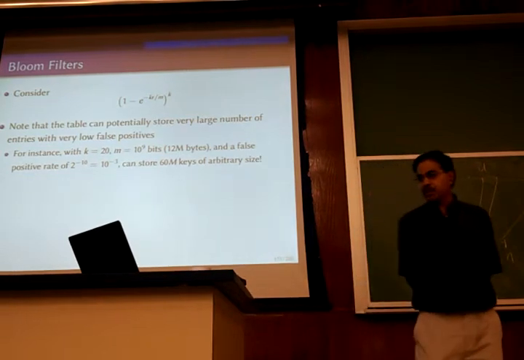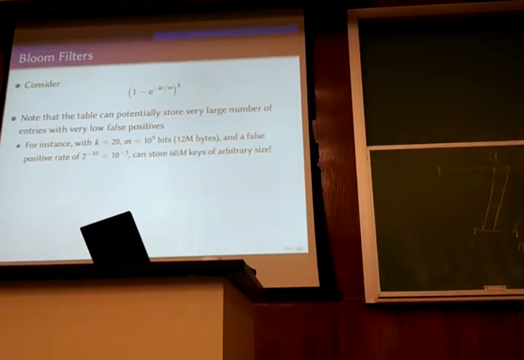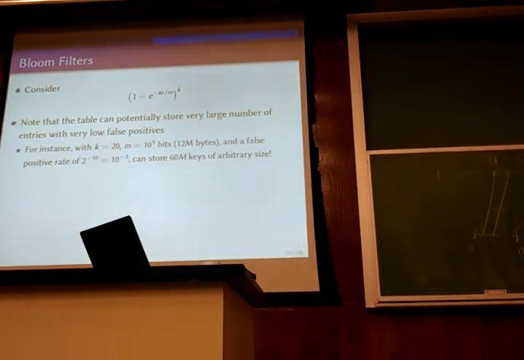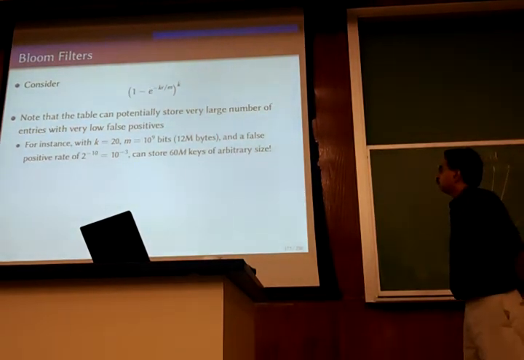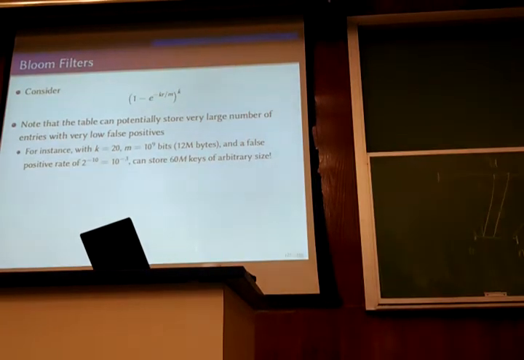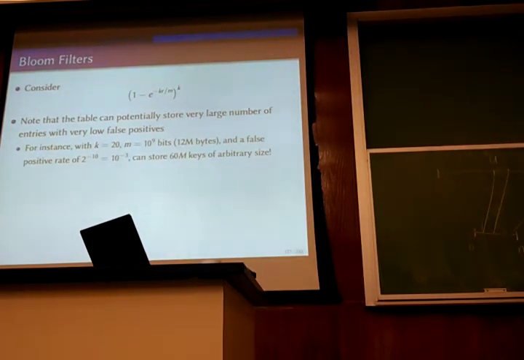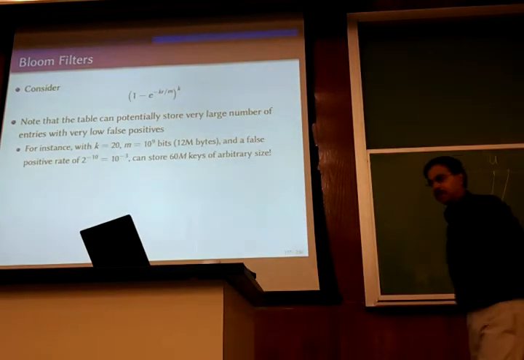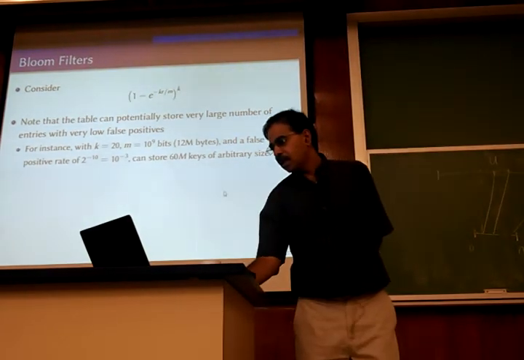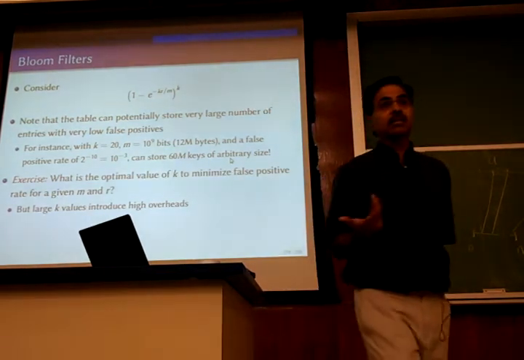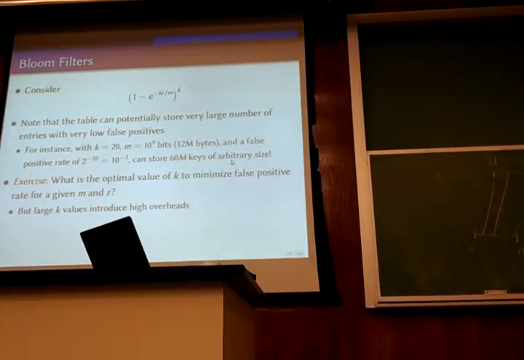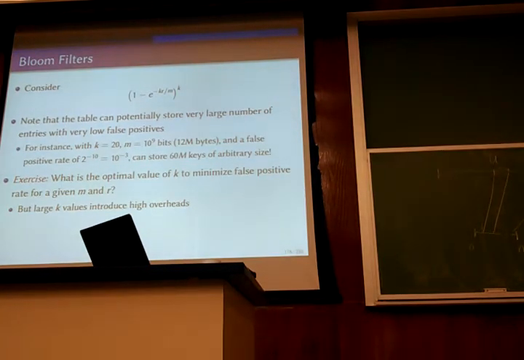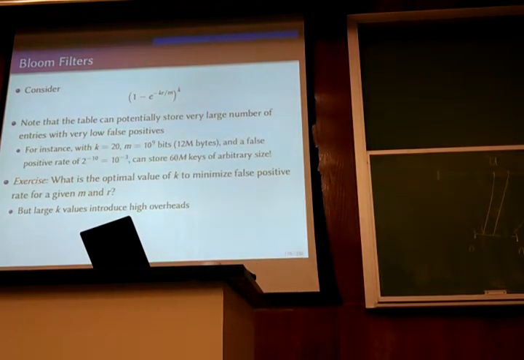So the point is that if you crank the numbers, you will see that with a false positive rate of 10 to the power minus 3, you can store 60 million keys of arbitrary size. The key point here is, again, notice that the key size doesn't matter. The key size is completely irrelevant. All that matters is how many keys you store.